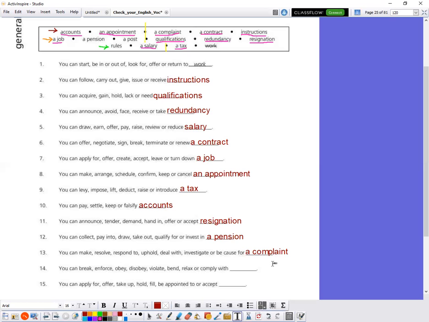Number 14. You can break, enforce, obey, disobey, violate, bend, relax, or comply with.